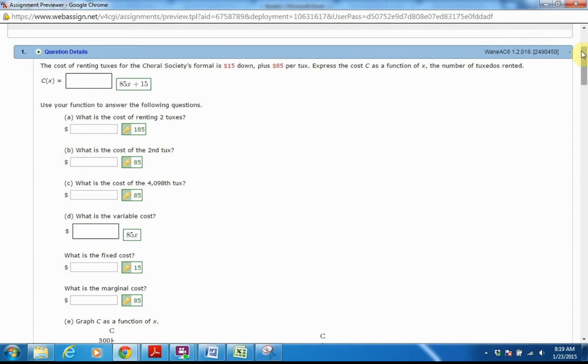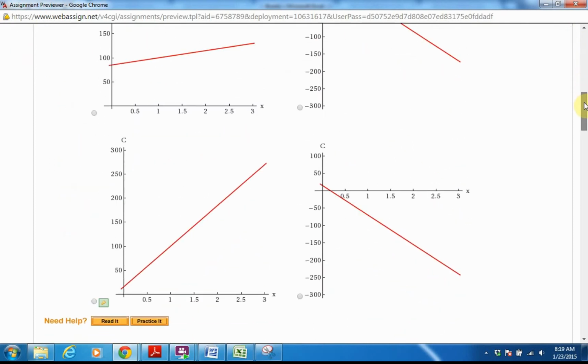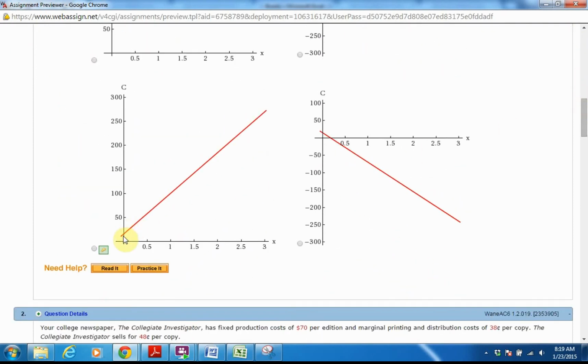$85. When you go down and you look at the graph of this, the graph that you should be choosing is the one that has a positive slope. We're starting at a fixed cost. If we rent no tuxes, you know, that's that $15 there. But then it's going to climb at $85 per tux.